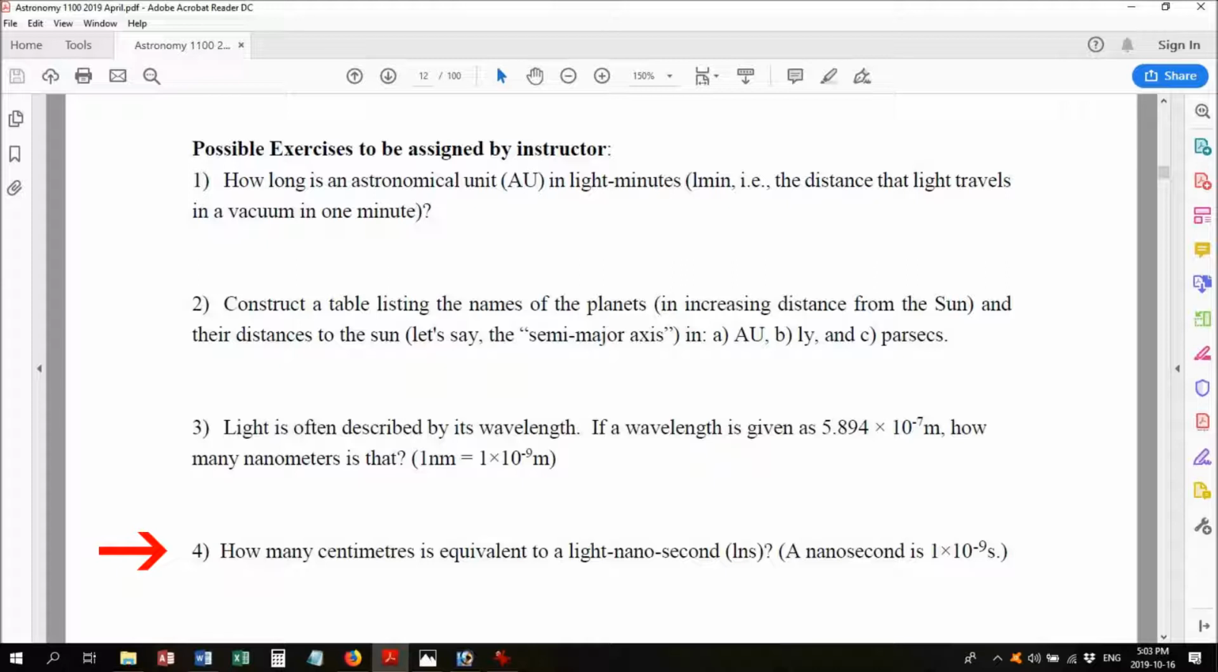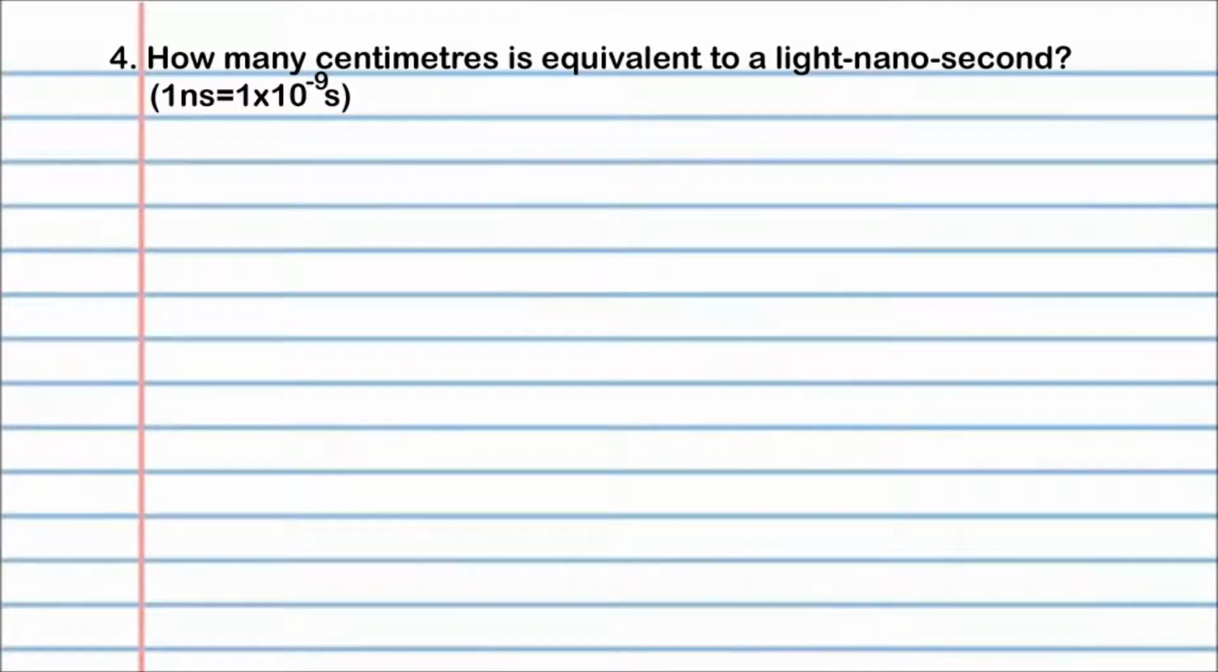The last question I'll have you solve is question 4. How many centimeters is equal to a light nanosecond? In other words, how far does light travel in 1 nanosecond? Now there's a trick that makes this question easier to solve.